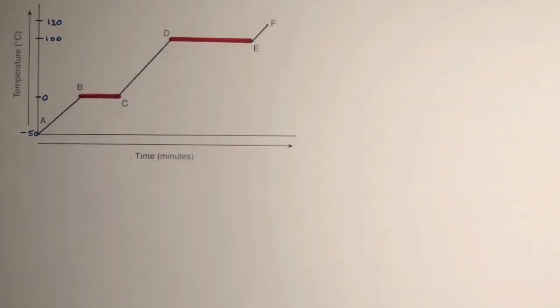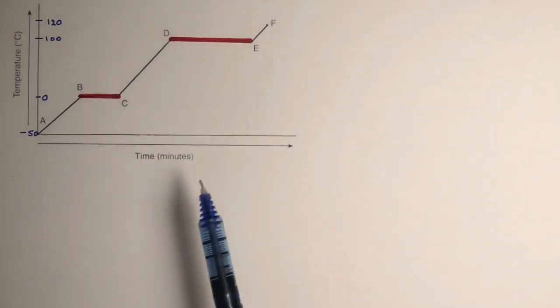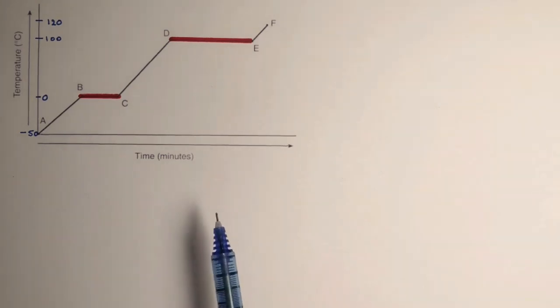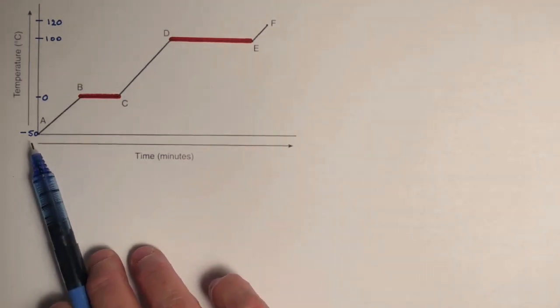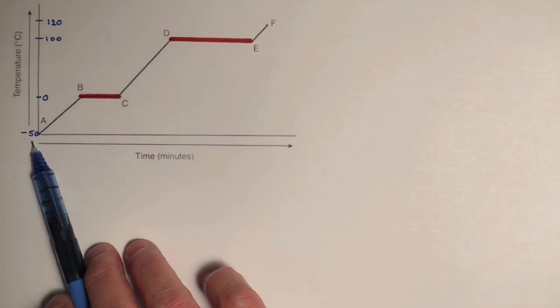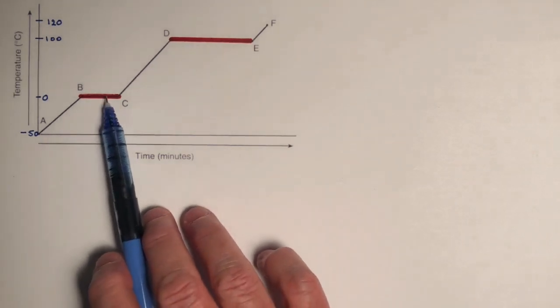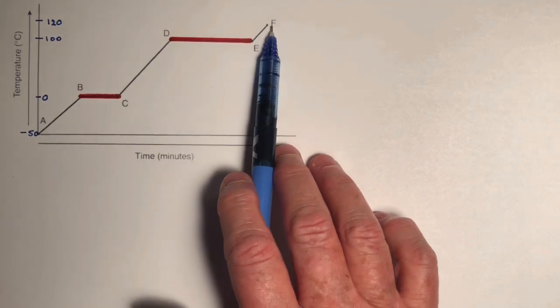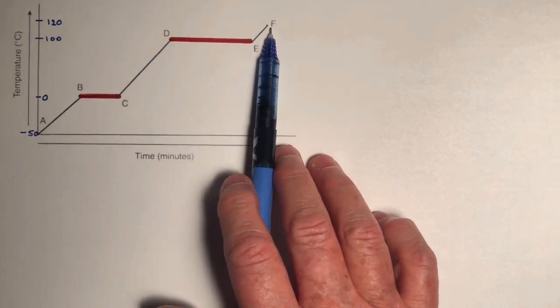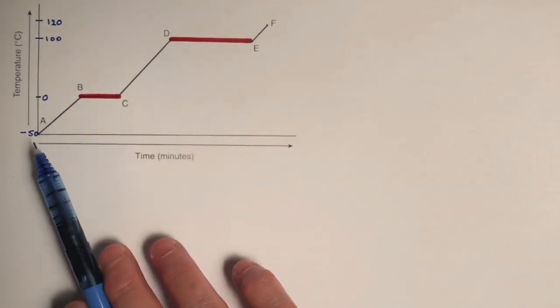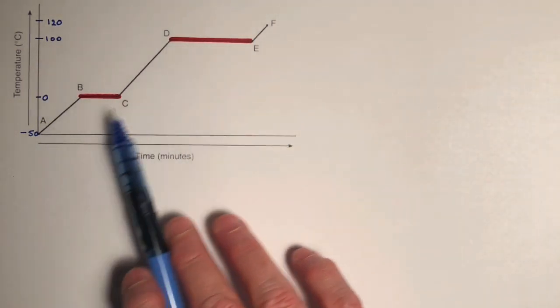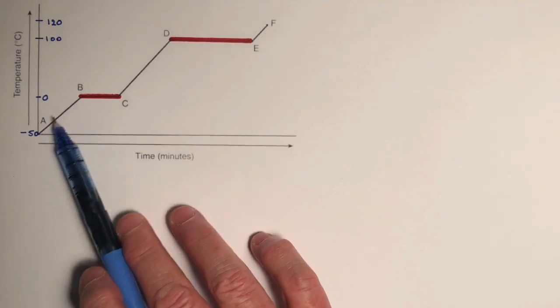Okay, we're going to take a look at trying to calculate the total amount of energy needed to take, let's say, 2 kilograms worth of ice at minus 50 degrees Celsius all the way up to steam, very hot steam, at 120 degrees Celsius. You can see from this particular graph that we're looking at 3 temperature changes.